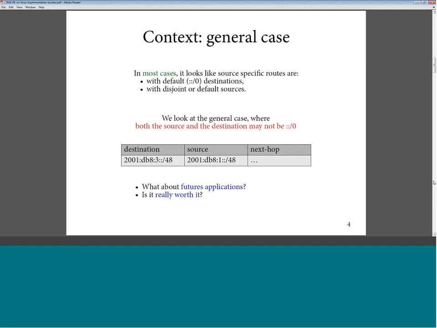However, we are interested here in the general case, where an entry can be non-default both on destination and source. This gives us more flexibility for the future, and is probably worth it. Thanks. Next part.